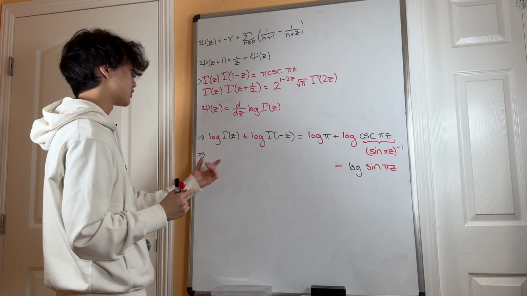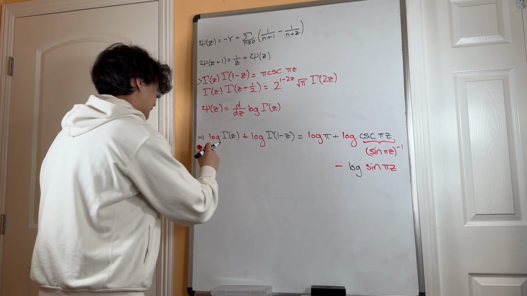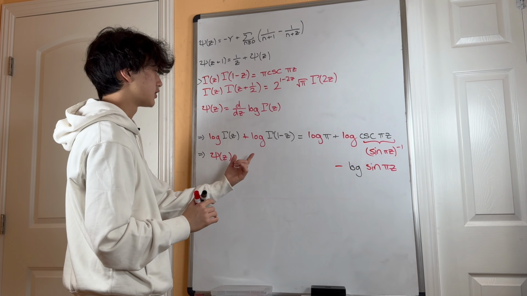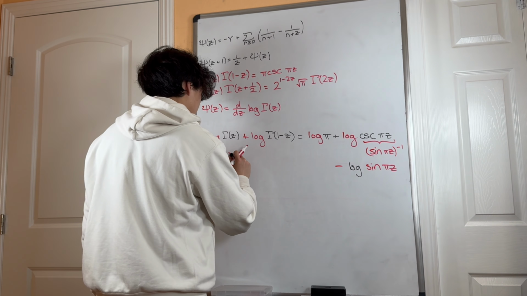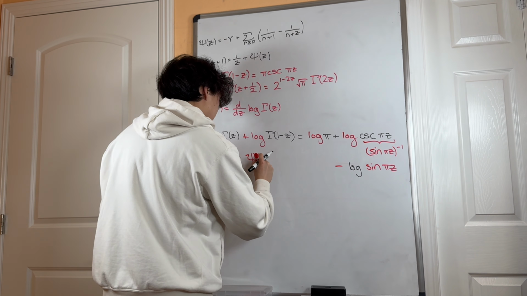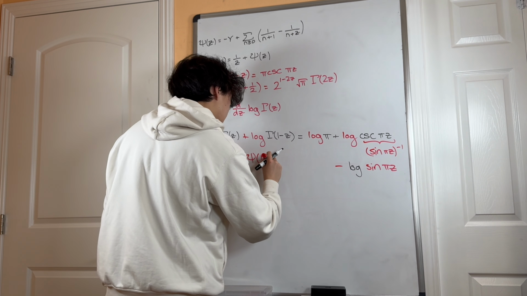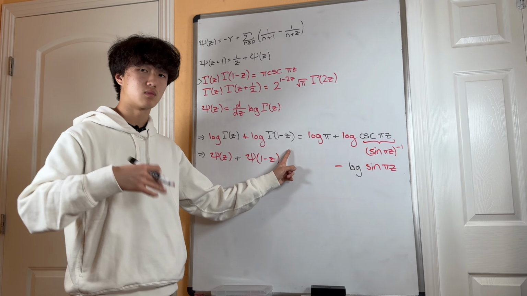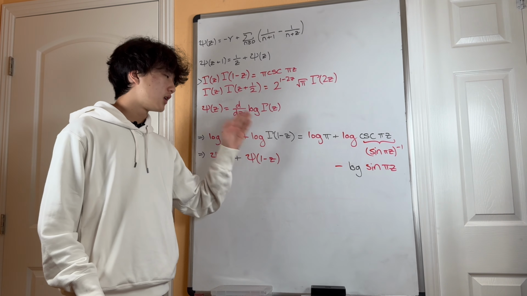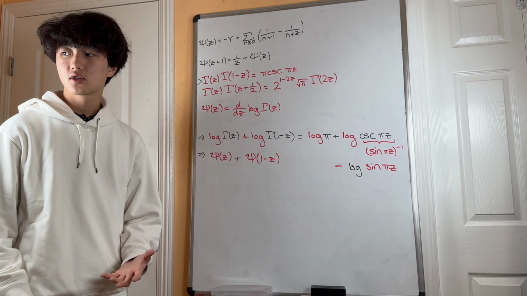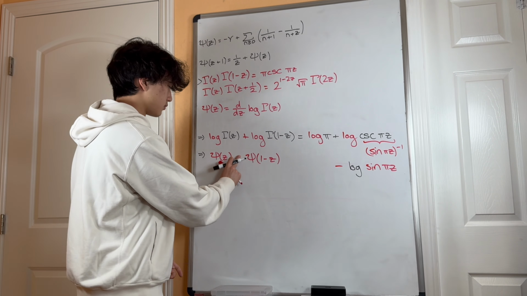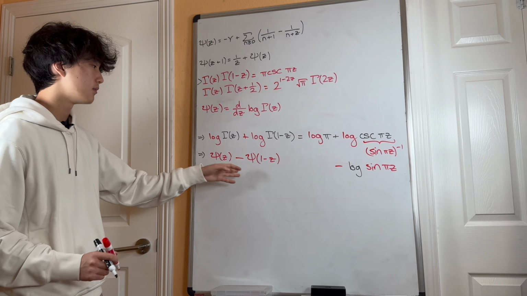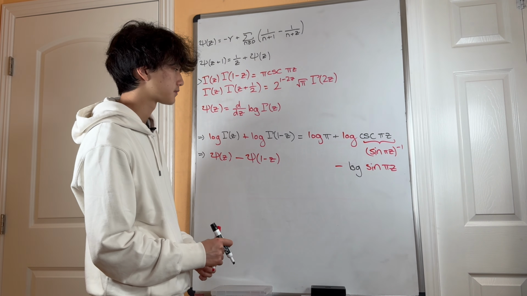The first term right here, when you take its derivative, by definition is just the digamma function, so digamma of z. Right here, when you take the derivative, it's also the digamma function, except now the input is 1 minus z. Because you're taking the derivative, you still have the chain rule, so you take the inside and multiply by its derivative. The derivative of the inside is just negative 1, so you multiply by negative 1, which we can do by flipping this sign right there. So you get digamma of z minus digamma of 1 minus z.